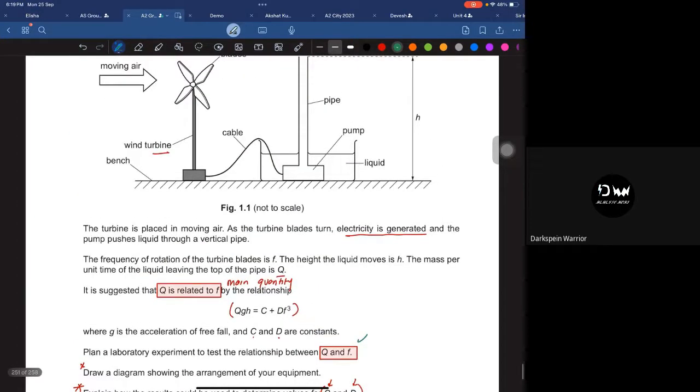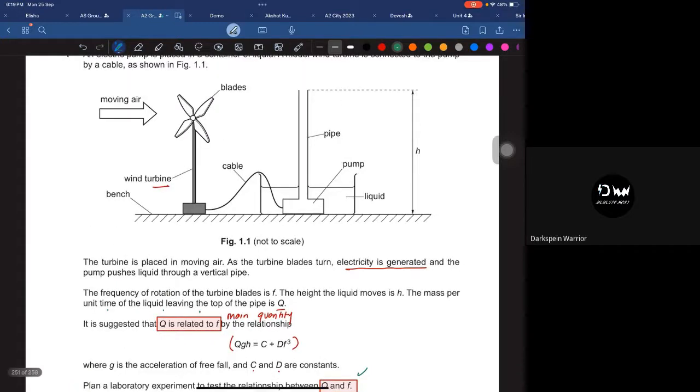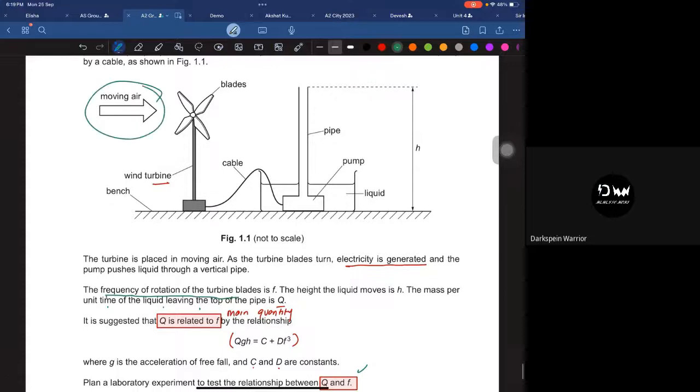Q, it says, is the mass per unit time of the liquid leaving the top. Now that is not in our control. Our control is the frequency of the rotation. Obviously if we increase the strength of the air or the speed of the air, whatever we're doing, we can control the frequency of the plates moving. Do you guys get it?